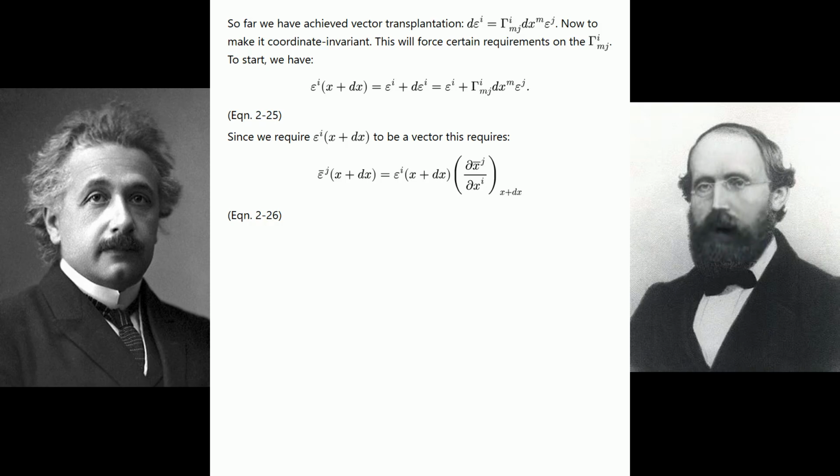So far we have achieved vector transplantation: dε^i = γ^i_mj dx^m ε^j. Now to make it coordinate invariant. This will force certain requirements on the γ^i_mj. To start, we have see equation 2-25. Since we require ε^i at x + dx to be a vector, this requires see equation 2-26.